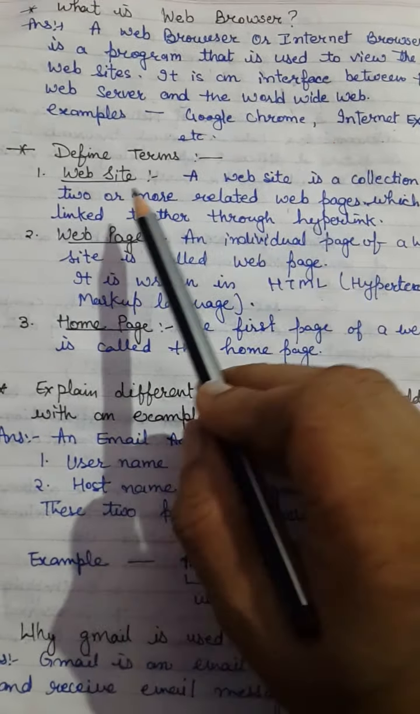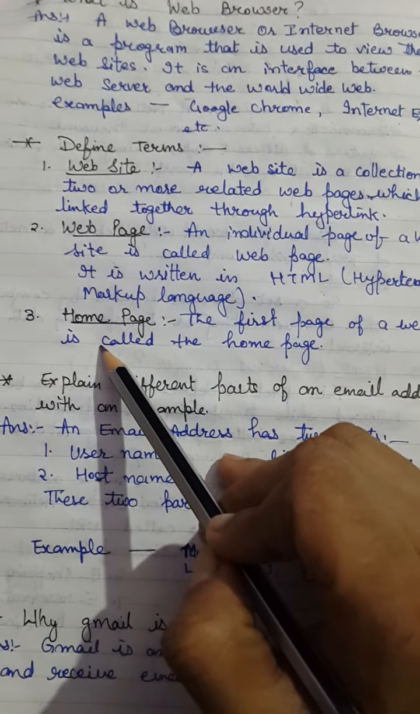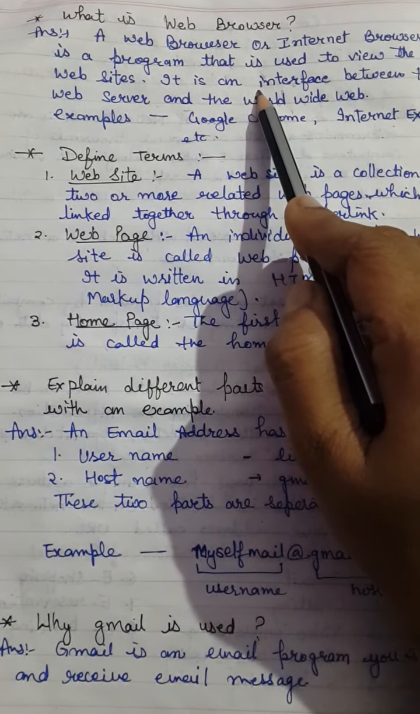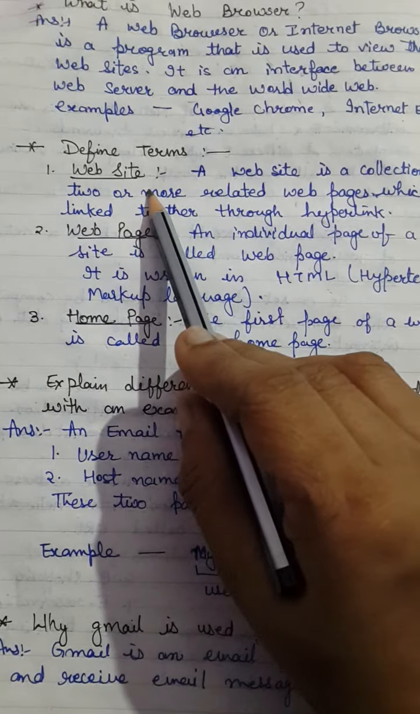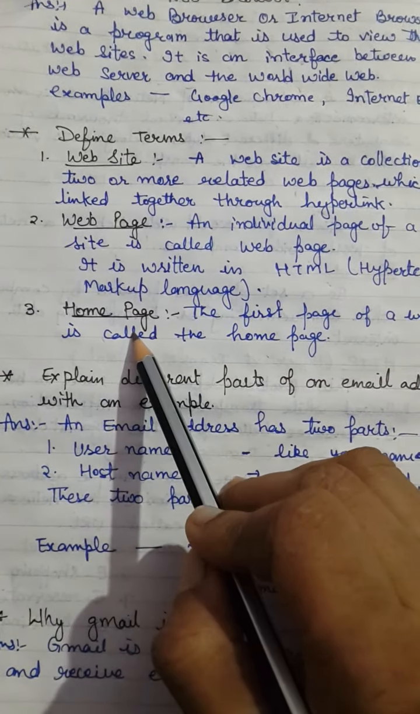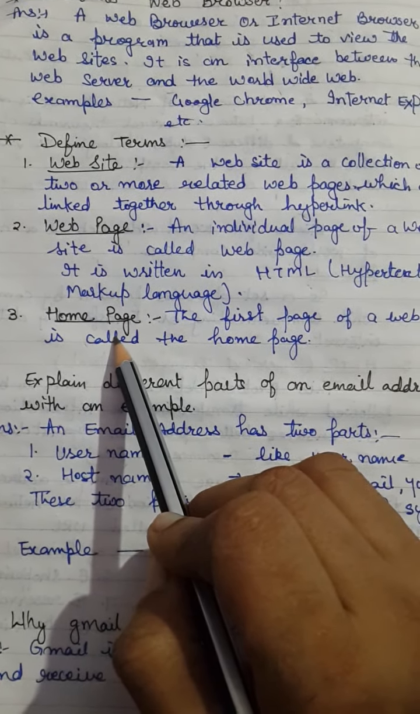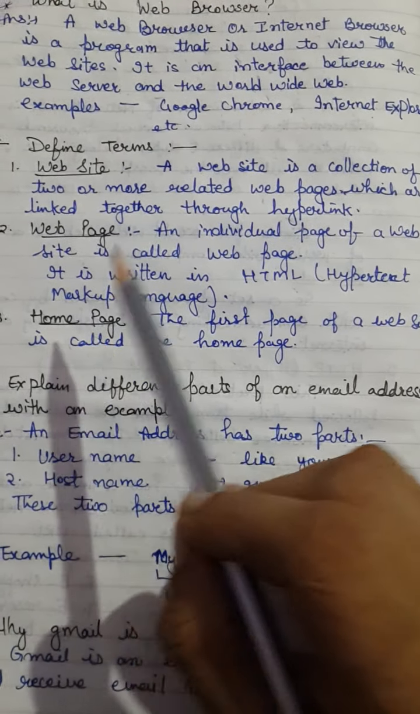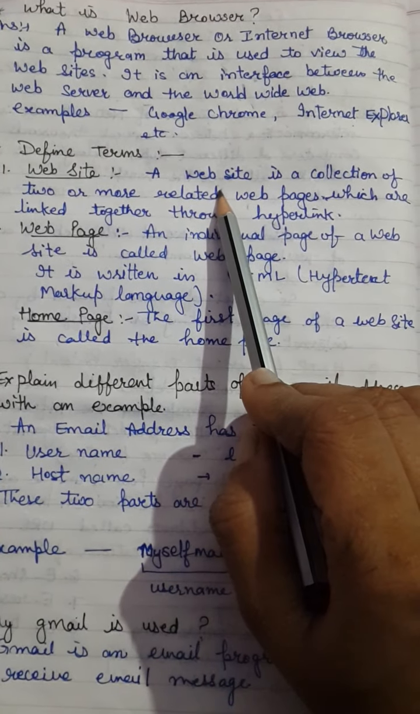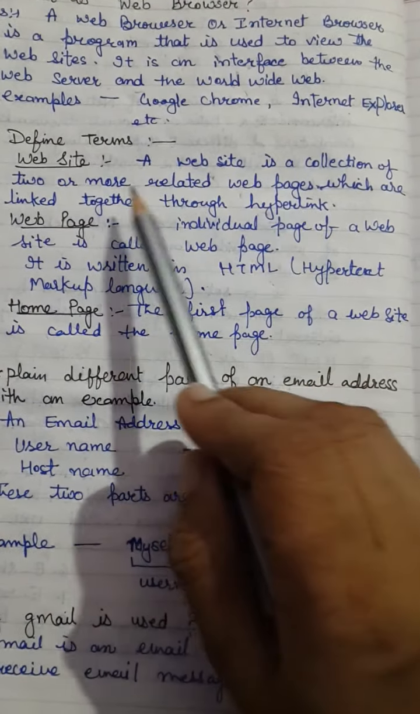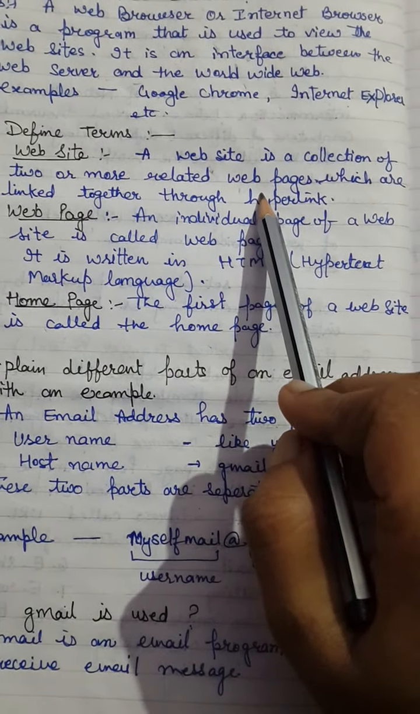Now the next point: there are different terms we use with the help of the web browser. One is the website, one is the web page, one is the home page. What is a website? I know some students know about this. A website is a collection of two or more related web pages.